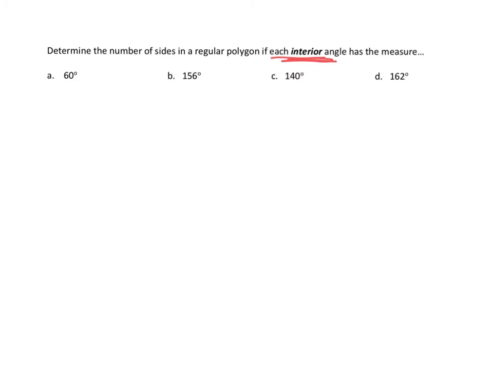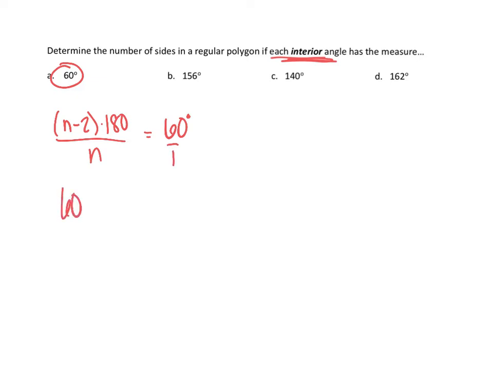So looking at this particular problem here, if I'm given a 60-degree interior angle, I have a couple different methods that I can use to solve this. I can use the fact that I know the sum of the interior angles is given by this formula. And then if I want to find each individual angle, I need to divide it by how many angles there are. In this case, that's n, because I don't know that. And I can set that equal to 60 degrees. Then I can use my cross products property to solve that.